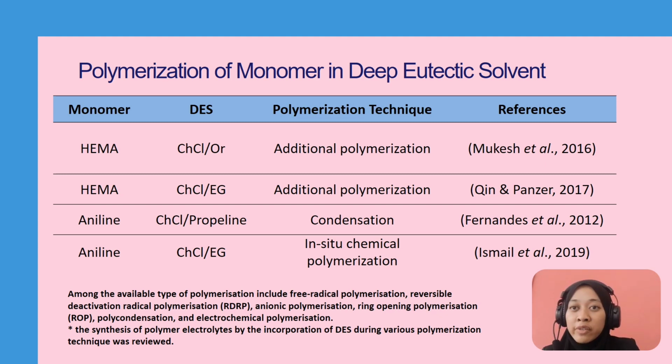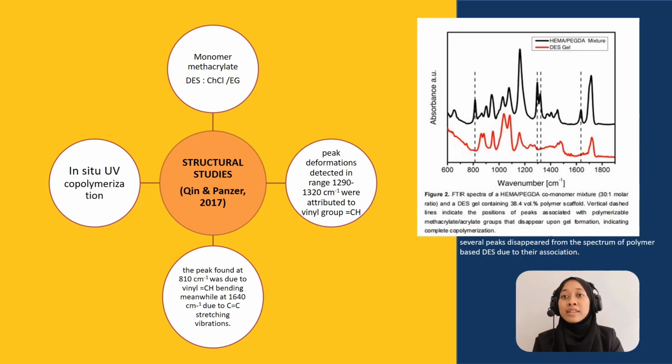However, the compatibility of monomers with DES is very important in ensuring the success of the polymerization. The more hydrophobic monomers, such as styrenics and hydrophobic methacrylates, frequently do not dissolve in pure DES systems and require additional co-solvents. The next discussion is on categorization of polymer electrolyte in deep eutectic solvent for structural studies.